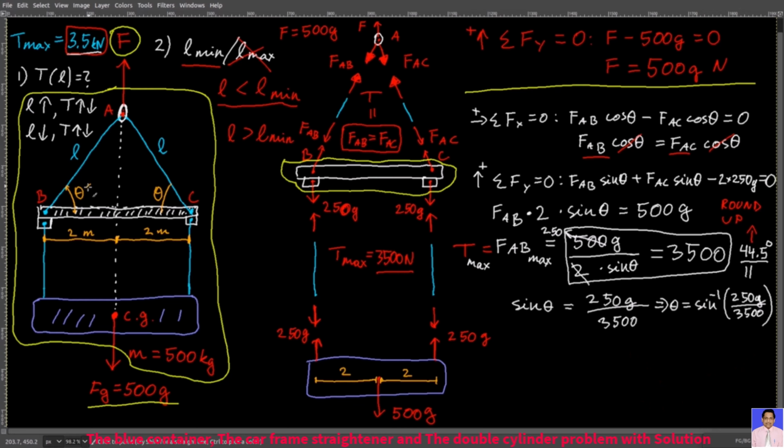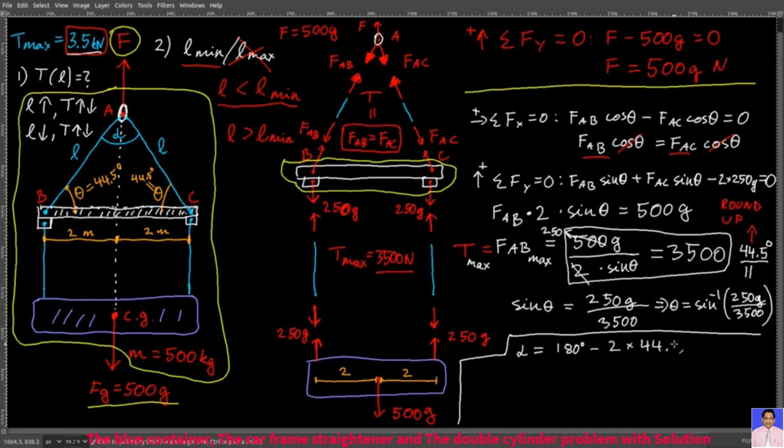And so now, since you know that your theta equals this one, and also this one, then you can calculate the length of these two cables. If I say that this angle here is alpha, and I know that this side of the triangle is 4 meters, 2 plus 2, then I can say that alpha equals 180 minus 2 times 44.5 degrees, that's 91 degrees, and then since this side is 4 meters, I can use the sine law.